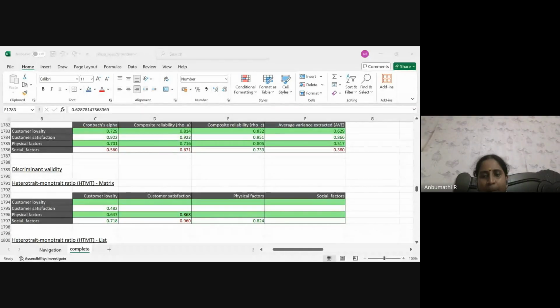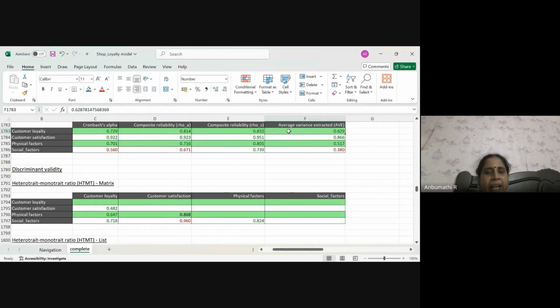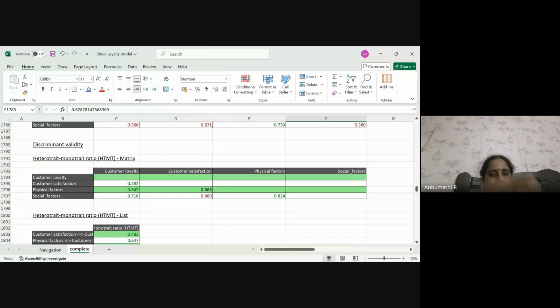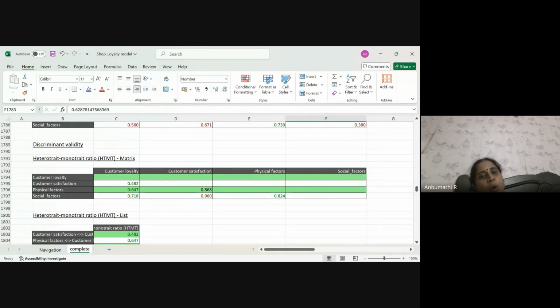We started with factor loading and then saw composite reliability, which explains the internal consistency reliability. Then we checked the average variance extracted, which explains the convergent validity. After establishing that, we go to the discriminant validity. The discriminant validity table below is explained by the HTMT criterion, the heterotrait-monotrait ratio.